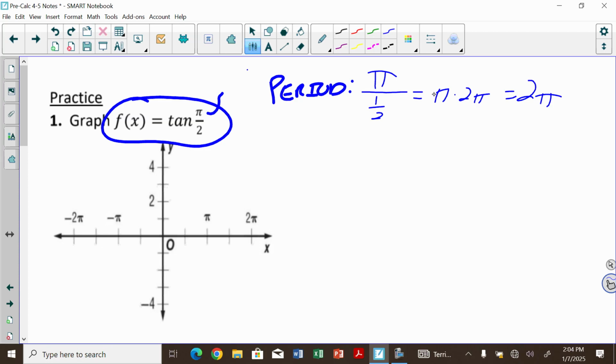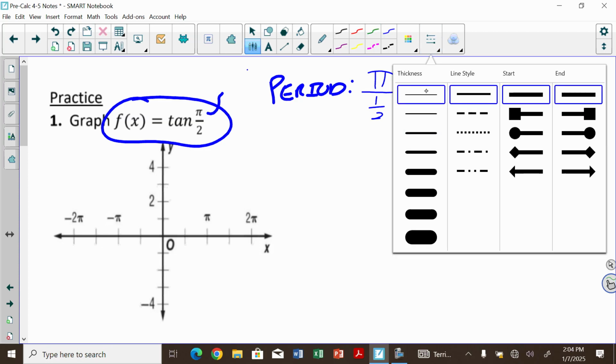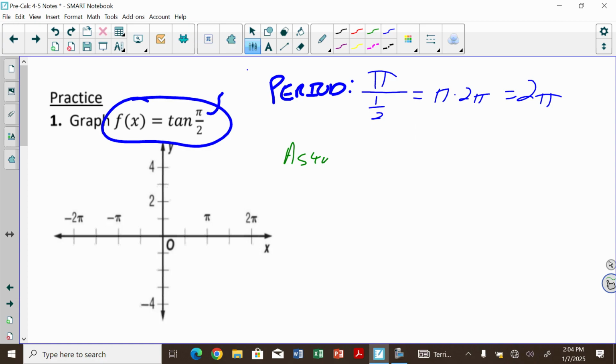Okay, so our asymptotes. Let's look at our asymptotes. That's the next thing we're going to have to look at. Remember, we have to solve those equations from above that we had: bx plus c equals negative 1/2 pi, or negative pi over 2. And also, you'd have to do bx plus c equals pi over 2.